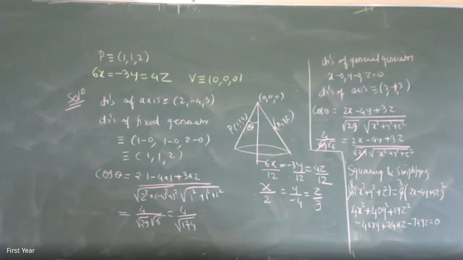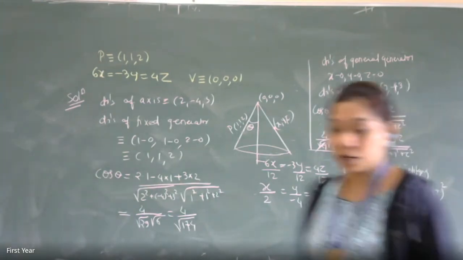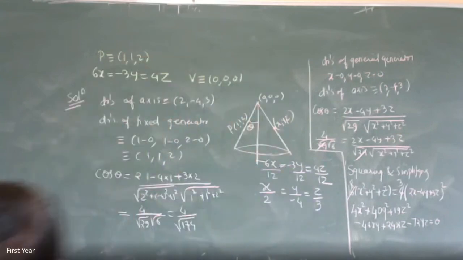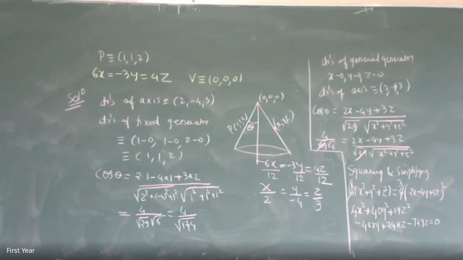I'll give you one question for homework and I'll take your attendance. I'll download your attendance. Take out the question for homework quickly. Find the equation of right circular cone with vertex at origin.